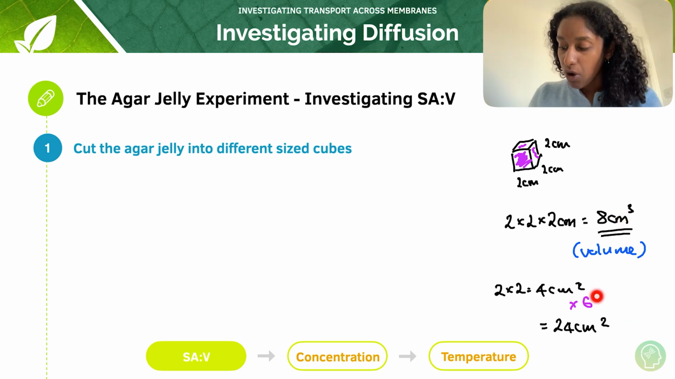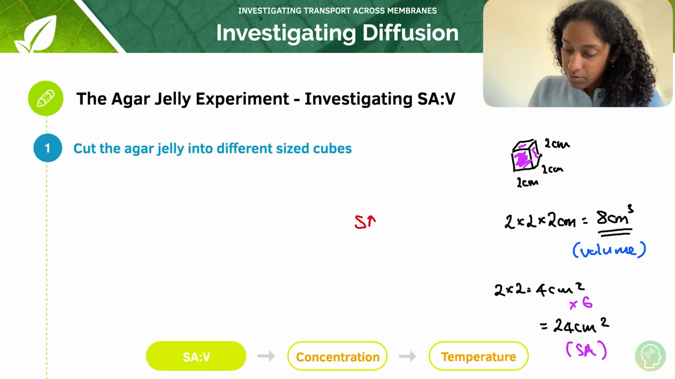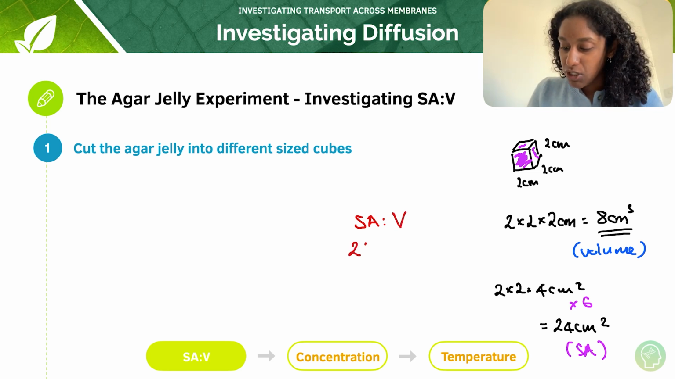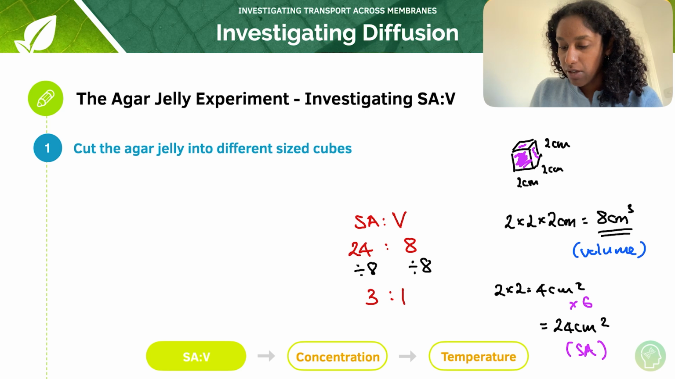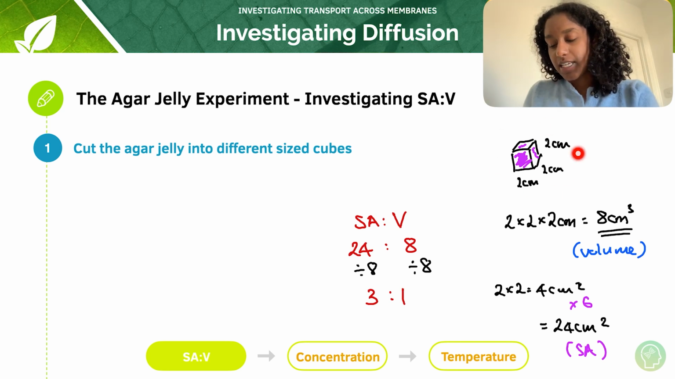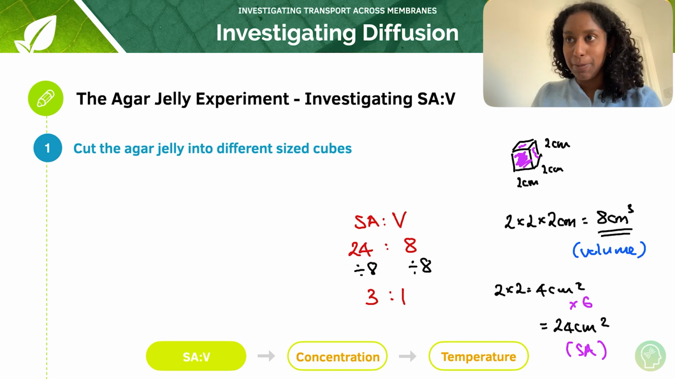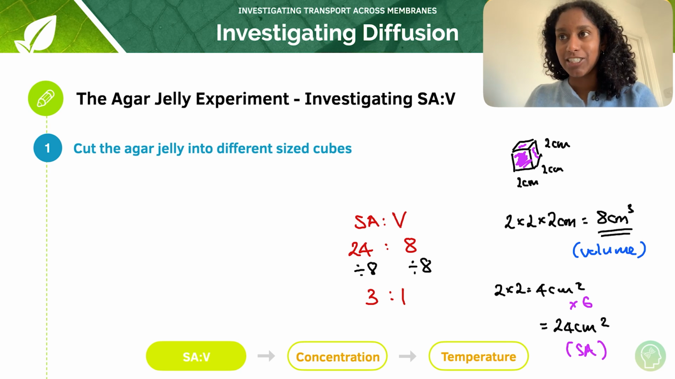So we've got our volume, we've got our surface area, put that in brackets there, which means our surface area to volume ratio is going to be, oops, sorry, my writing sometimes is atrocious. Our surface area to volume ratio is going to be 24 to 8, which we can reduce down. If we divide it by 8, we're going to get 3 to 1. So our surface area to volume ratio of this cube of agar jelly that we've cut here is 3 to 1. So I hope that makes sense how you calculate the surface area to volume ratio.